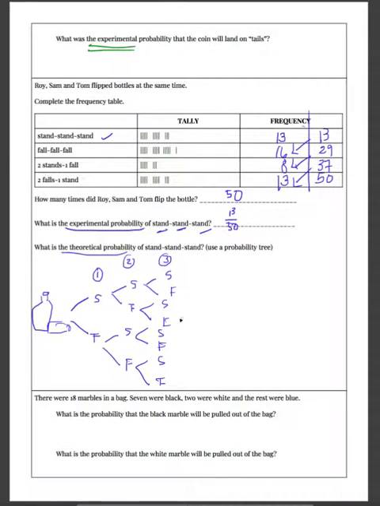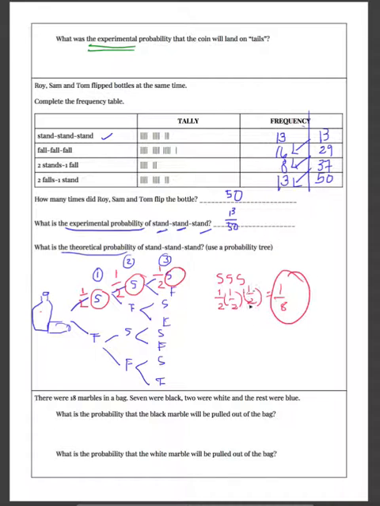So where will we find stand, stand, stand? Here it is, stand, stand, stand. Now what is the theoretical probability that you will get stand? 1/2, because there are only two choices. It will either stand or fall. So the same here, 1/2 and 1/2. So 1/2 times 1/2 times 1/2 equals 1/8. So the theoretical probability of stand, stand, stand is 1/8.